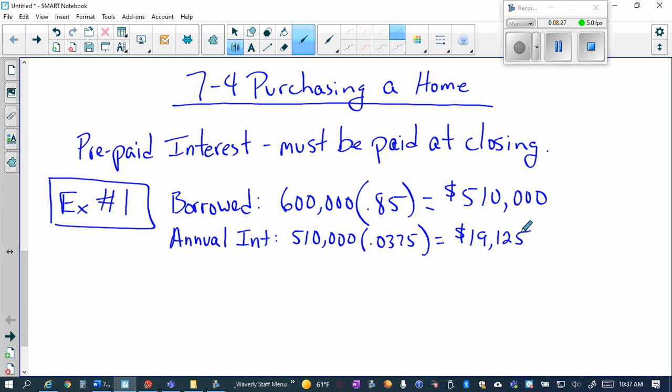Okay. All right. But again, I said we need the daily interest. So if that's the annual interest, 19,125, there's 365 days in a year. So let's just divide that by 365. So our daily interest, this is what we're going to add up for each day between closing and your first payment. That's going to be 19,125 divided by 365. And that should give you $52.40 per day.